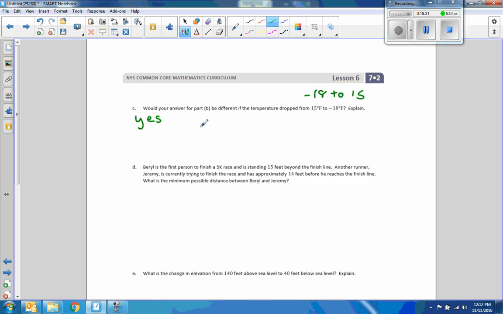Because if we use our formula, the distance between 15 and negative 18 is the same distance between negative 18 and 15 because the endpoints are the same. But the temperature would change by negative 33 degrees because it's going from a higher value to a lower. So it is different because we are decreasing instead of increasing. Our end result is different. One is an increase of 33 degrees, the other is a decrease of 33 degrees.